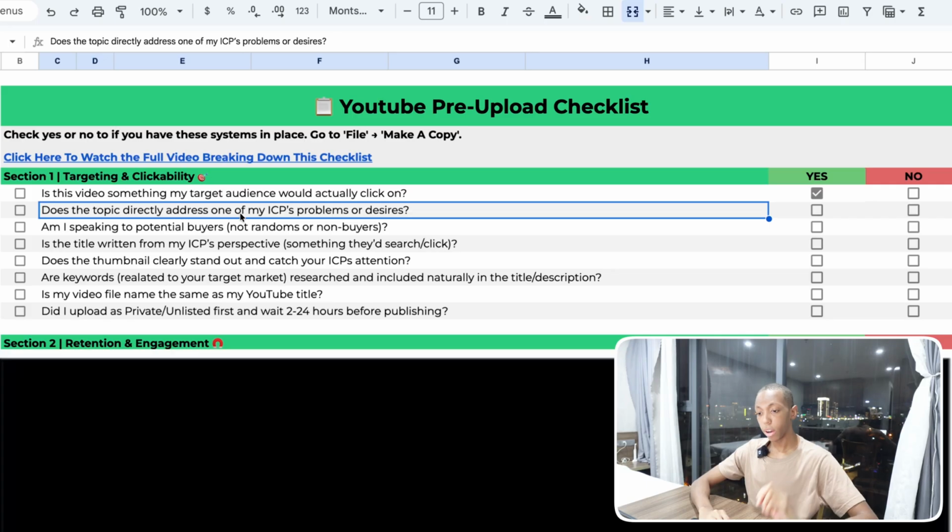Two, does this topic directly address one of my ICP's problems or desires? This is really important because if it's not, then it's pretty much going to be someone watching, and they're going to be like, okay, I understand this, I know what you're talking about, but this is not solving something that I desire. This is not solving a problem that I have. They're going to click off super early because it's not helping them at all. So let's say you don't have this checked.